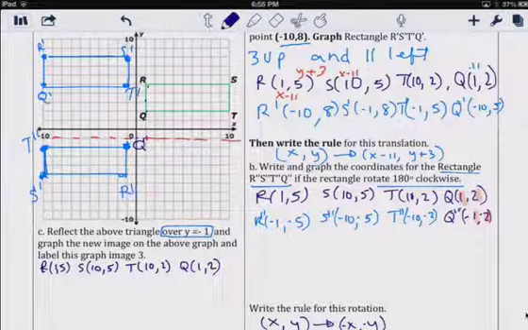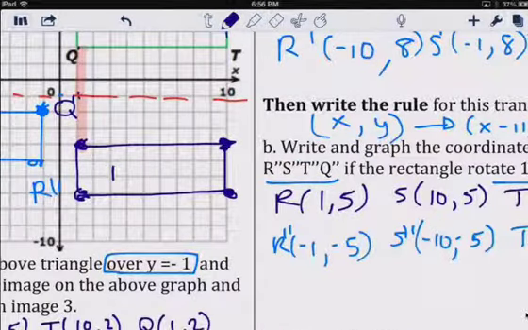Let's start with T and Q. Reflect over. It's 3 away, 3 away. Right here for Q. Label image 3. T is also 3 away, so 3 away would be right here. Okay. Connect that. Then S is 3 after that, right there, and there we go, image 3.